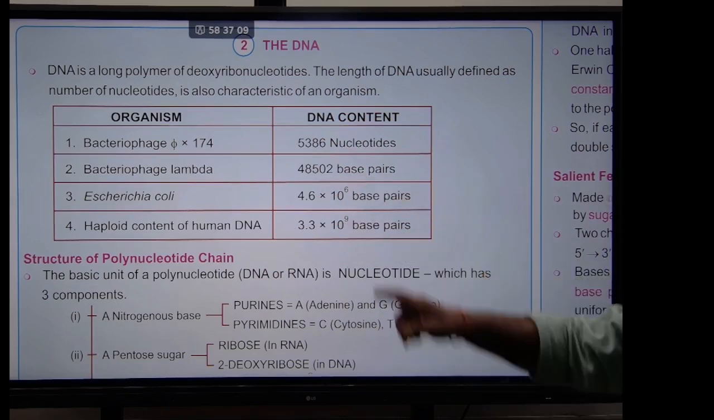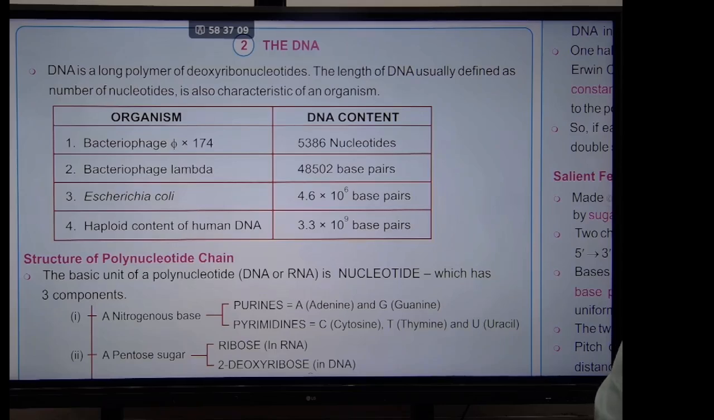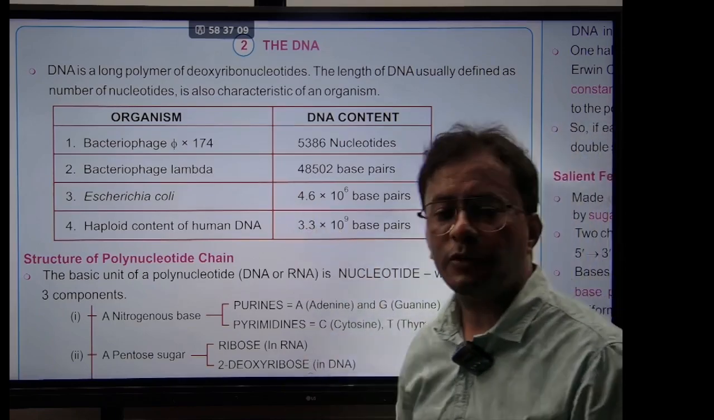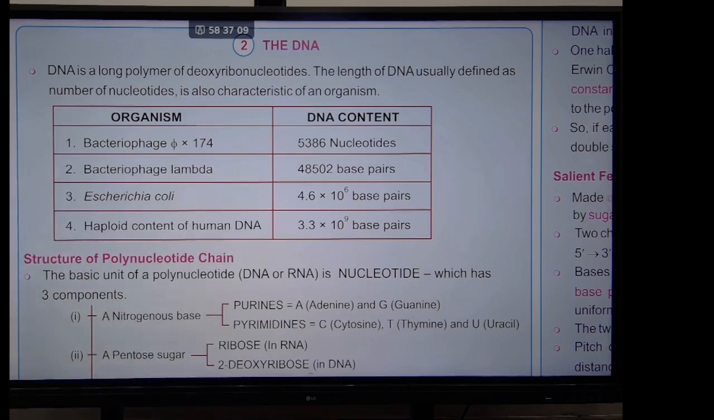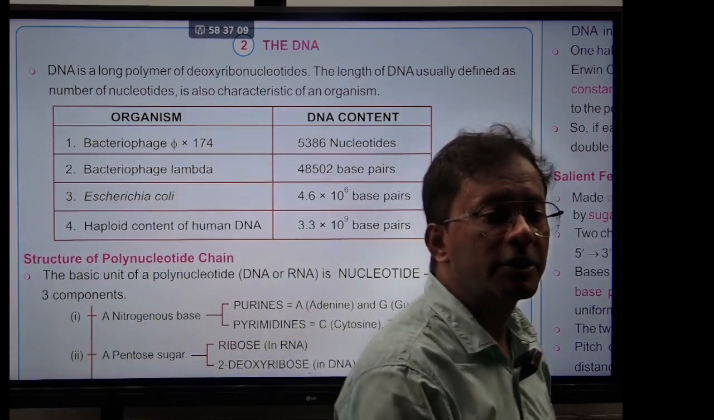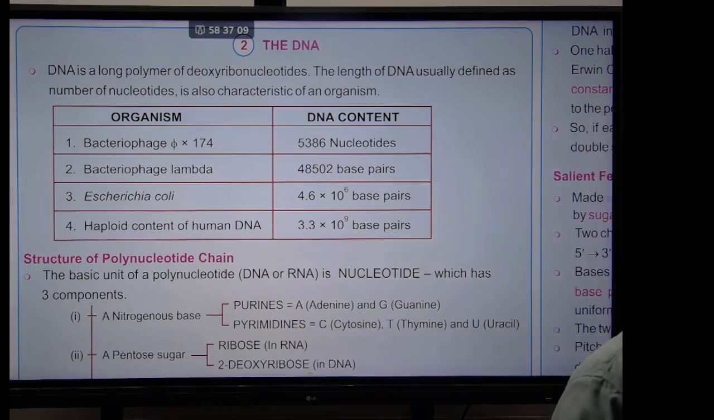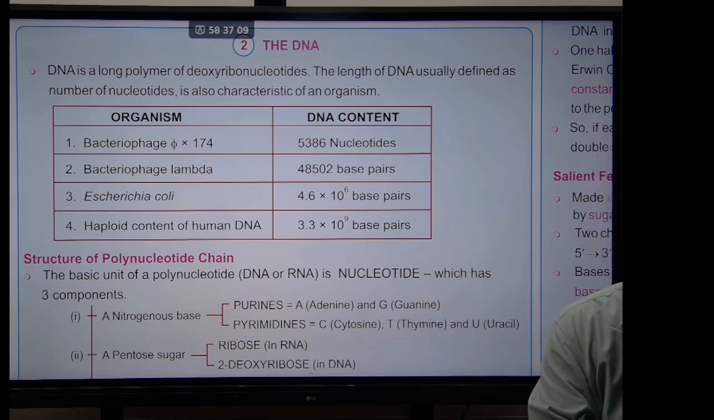For example, bacteriophage phi X 174, what is the number of nucleotides here? 5386. Bacteriophage lambda, what is meant by bacteriophage? A virus that infects bacteria, correct? It has 48,502 base pairs. E. coli has 4.6 times 10 to the power of 6 base pairs, and human haploid, not diploid, haploid, is 3.3 times 10 to the power of 9 nucleotides. So all these nucleotides join together through some chemical bonds, and they form the genes.